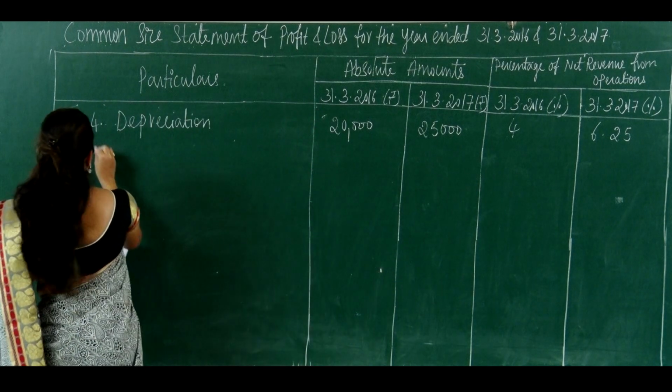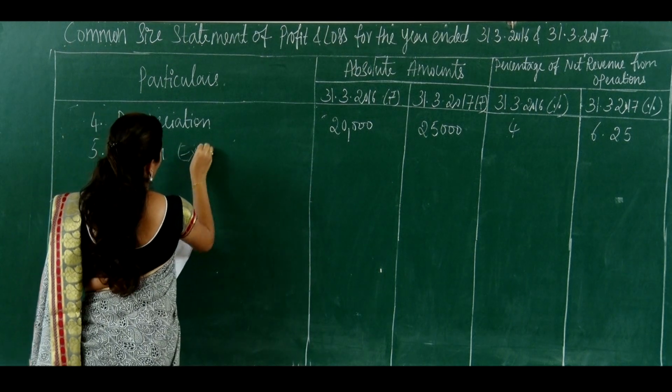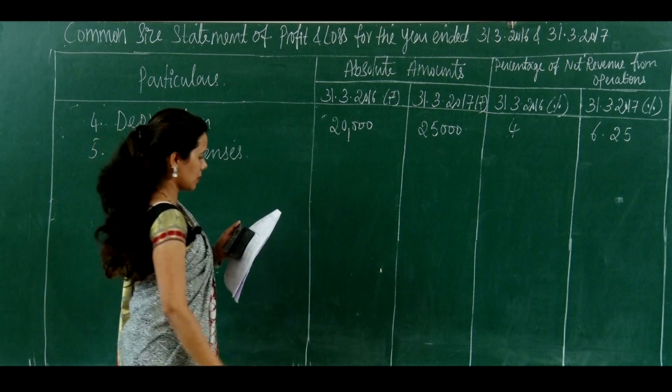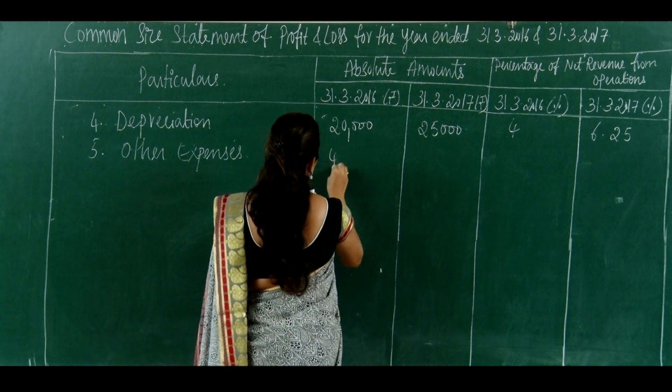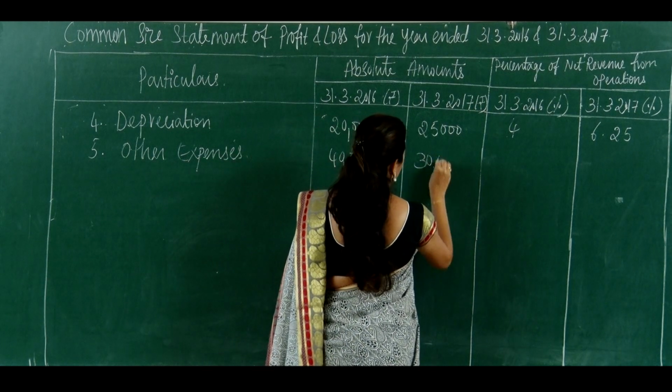And the last expense, other expenses: 40,000 and 30,000.